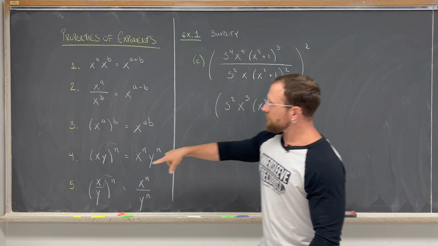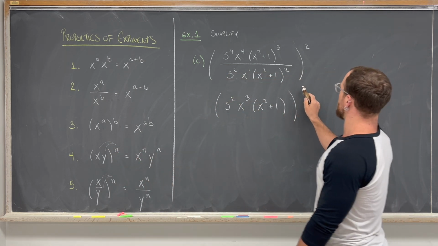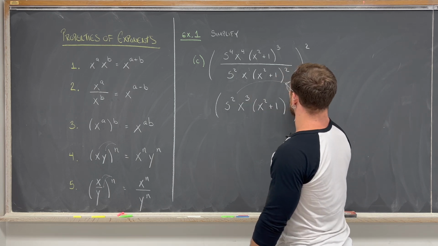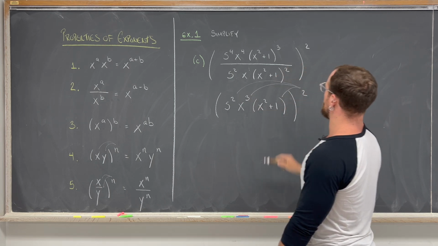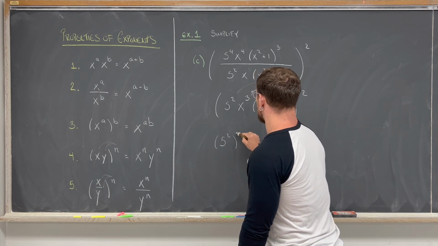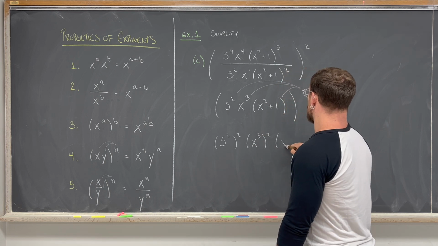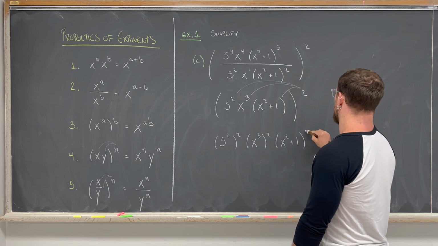Well, I look at property number 4, which tells me that every term inside the parentheses needs to be squared. So we've got 5 squared squared, x cubed squared, and x squared plus 1 squared. That's 5 squared squared times x cubed squared times x squared plus 1 squared.